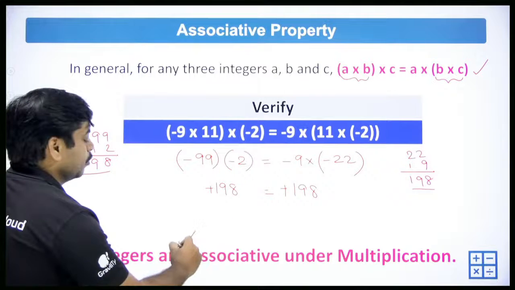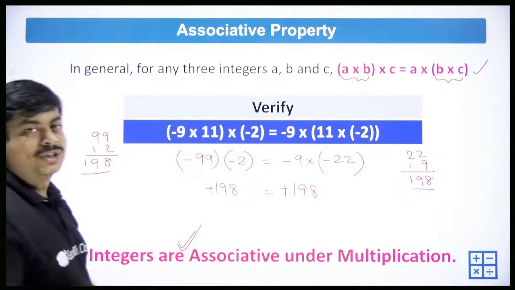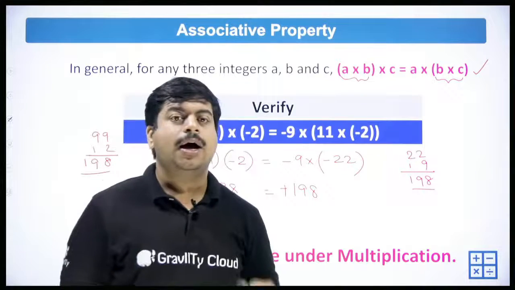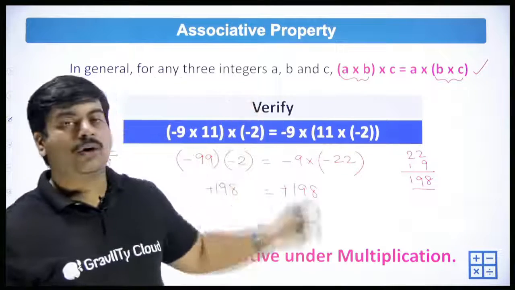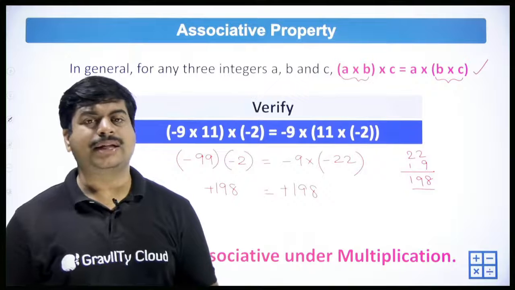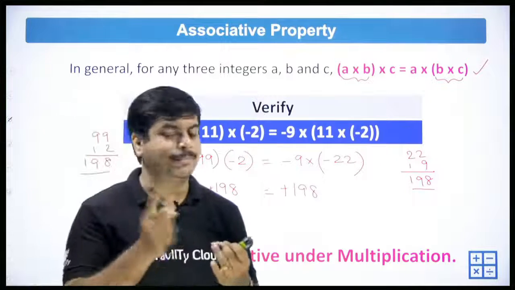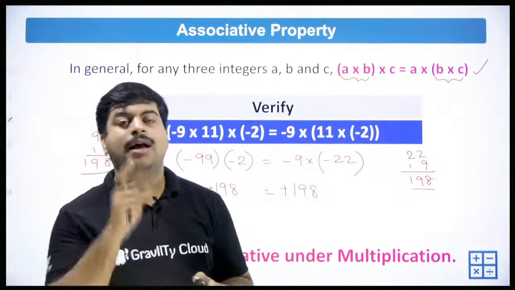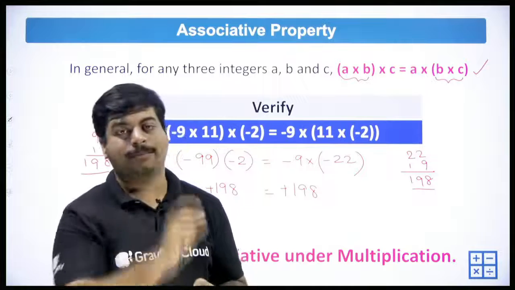So that means associative properties are valid for integers. Integers are obeying the associative property, right? So addition, yes. Subtraction, no. Multiplication, yes. Now let us discuss division.